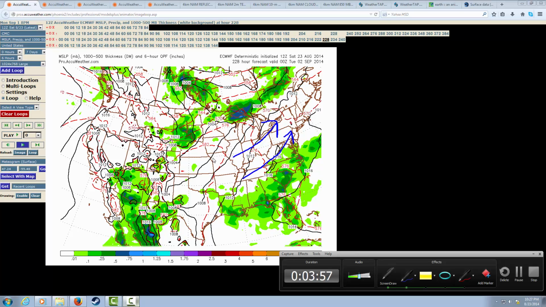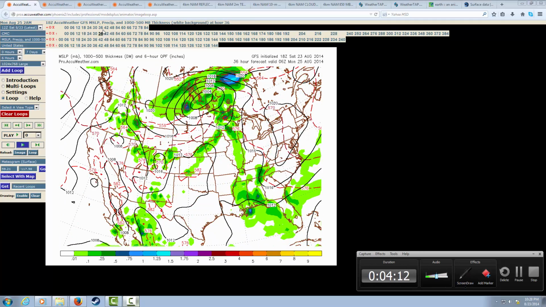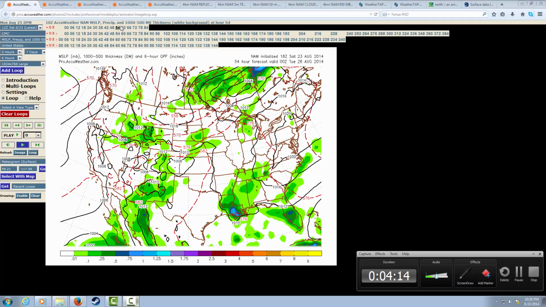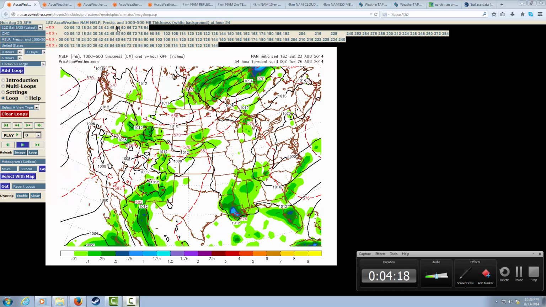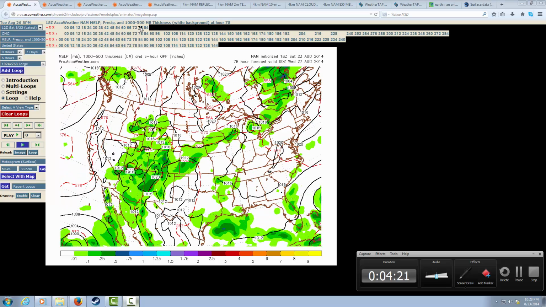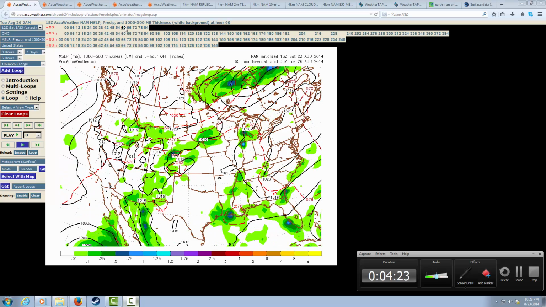The warmer air is currently centered over the south central United States, and it's going to be pushing into our region more so. But it's not going to be as hot here as it is down in places like Texas, Arkansas, and Oklahoma, obviously. This is now 60 hours out.